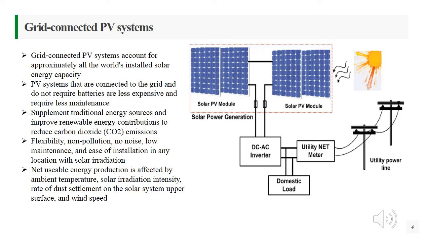Advantages include flexibility, non-pollution, no noise, low maintenance, and ease of installation in any location with solar irradiation. Net usable energy production is affected by ambient temperature, solar irradiation intensity, rate of dust accumulation on the solar system's upper surface, and wind speed.